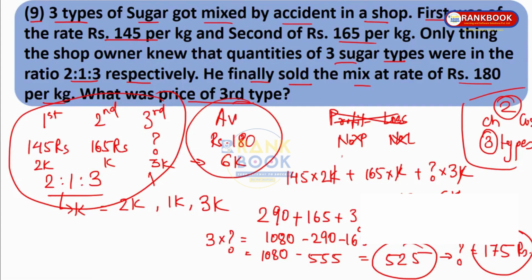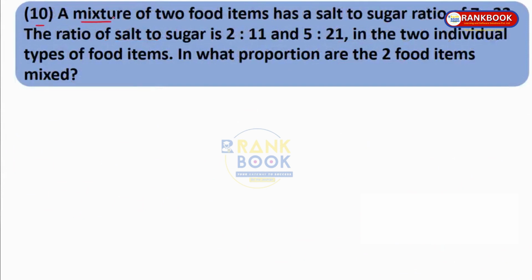Moving to the next question. Question number 10. A mixture of 2 food items has a salt to sugar ratio of 7:32. The ratio of salt to sugar is 2:11 and 5:21 in the 2 individual types of food items. In what proportion are the two food items mixed?